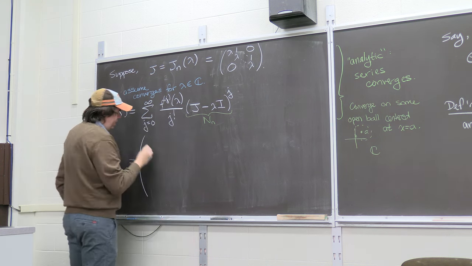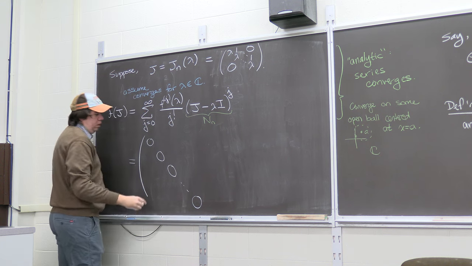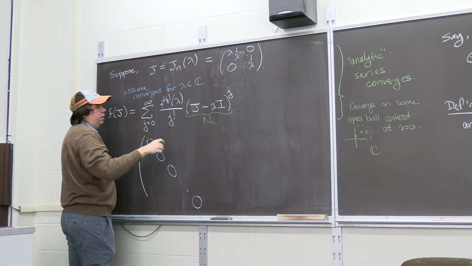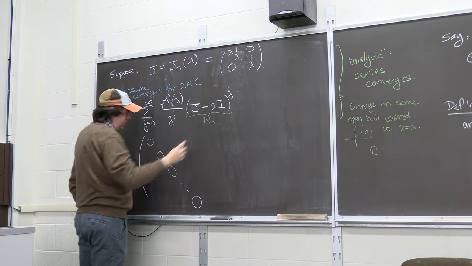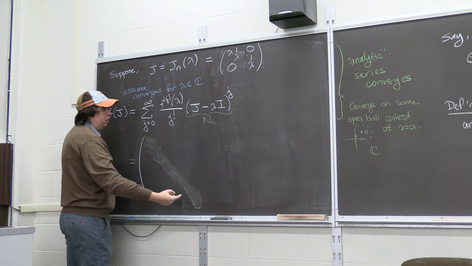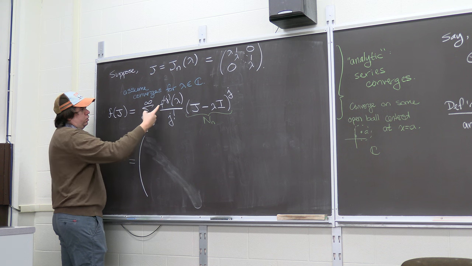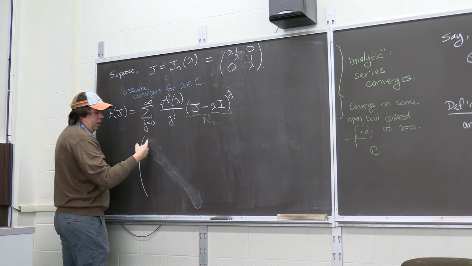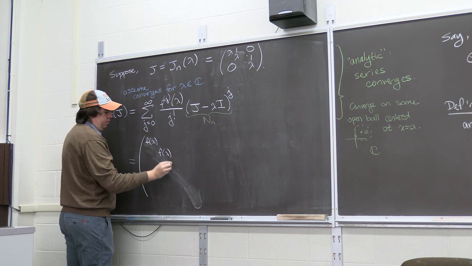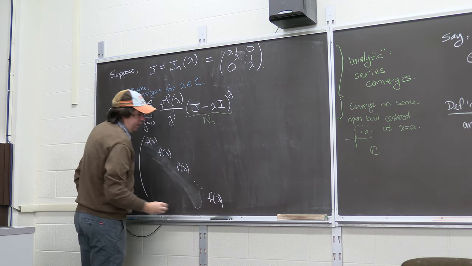We now have zeros along the main diagonal and ones on my superdiagonal. When j equals 0, what happens? This collapses down to the identity, so I have ones on the diagonal. And the identity is getting multiplied by what? What's your scalar here when j is 0? Well, it's just f of lambda. So on the diagonal, you just have f of lambda, f of lambda, f of lambda, down your diagonal.